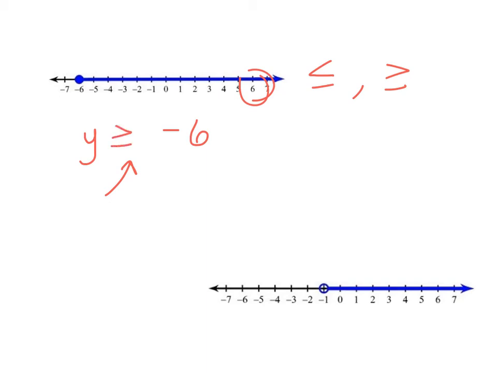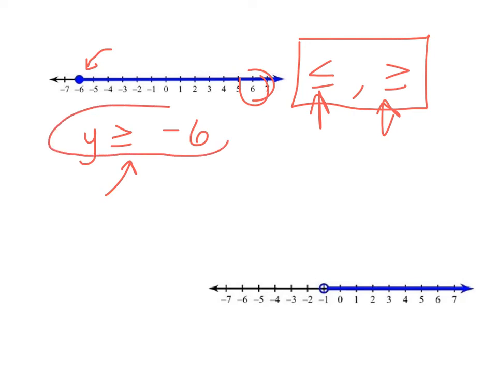So I just want to talk real quick about this closed circle. It helped us eliminate some of the possibilities, and it narrowed it down to these two. But what it means is that -6 is actually one of the solutions. Okay, -6 is a valid solution for this inequality. Whereas down here in this bottom one, because we have an open circle, we can't say that -1 is part of the solution set. It is not part of the solution set.